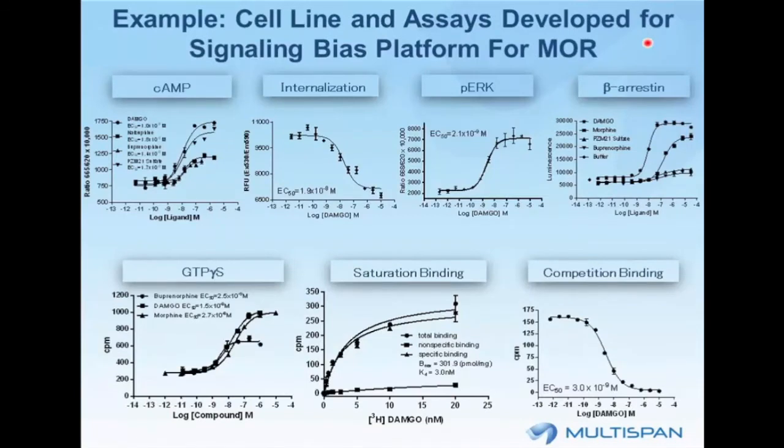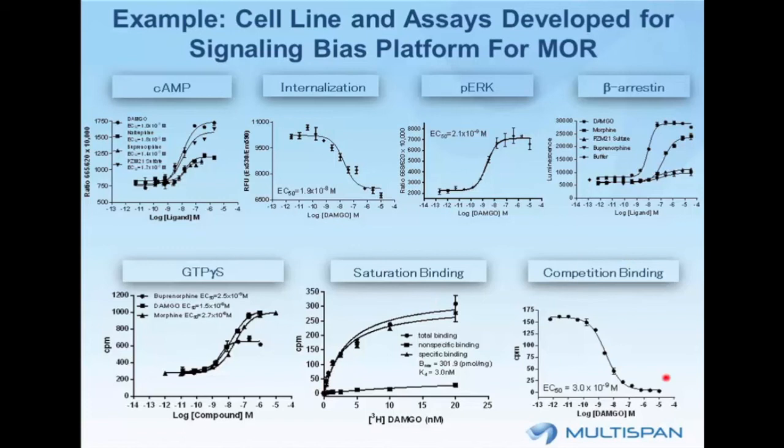I said before that we can do all the assays within a single cell background. And so this is a mu opioid receptor and all of the different assays in that same cell. So cyclic AMP, this is our internalization. We can measure phospho-ERK. We can look at arrestin. Here's our arrestin signaling with our arrestin constructs. This is GTP gamma S. We also do saturation binding and competition binding assays.